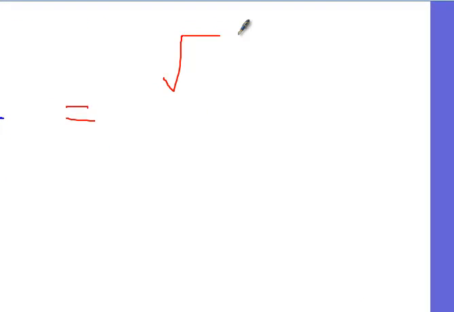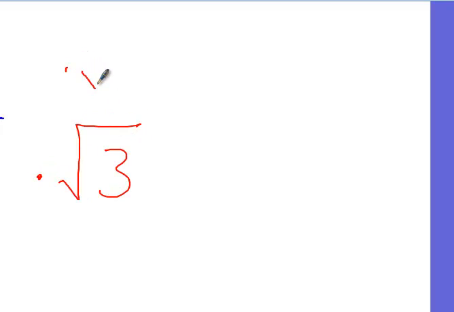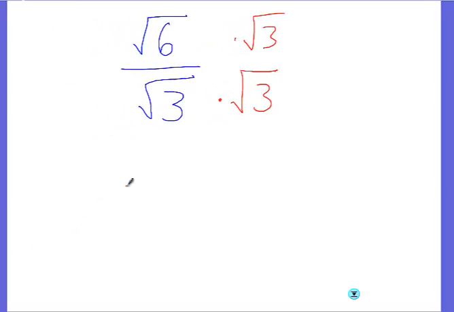Well, radical 6 is actually even easier. Radical 6 can't change. Since there's a radical in the denominator, we multiply both by radical 3. So it becomes 6 times 3 is 18 over 3. Okay? But, again, we must see if we can simplify.